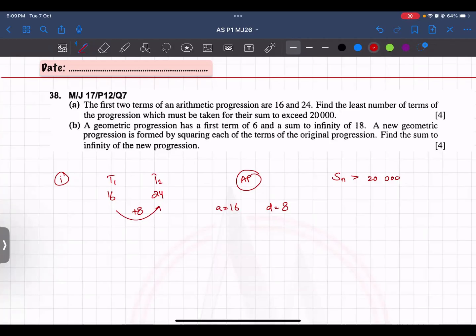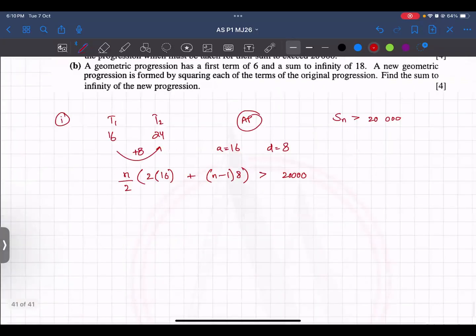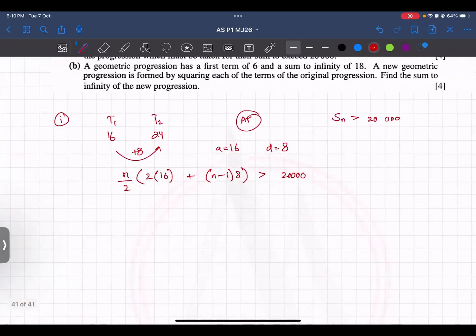So let's see what will happen. N upon 2 times 2A plus (N minus 1) into D, and we want this thing to exceed 20,000, right? The sum to be more than 20,000. So what would you do next?